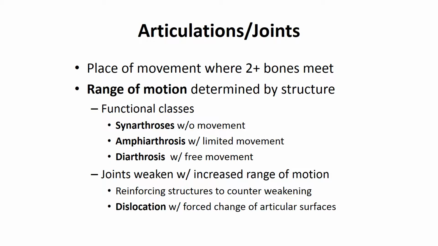A diarthrotic joint is a freely movable joint. These joints provide a wide range of motion, as is typical in the joints of our appendages. Joints will weaken with increased range of motion, and there are reinforcing structures in our joints to counteract weakening. We will discuss some of those later on in this presentation. A dislocation is one type of joint injury that may occur when you have a forced change at the articulating surfaces of a joint.